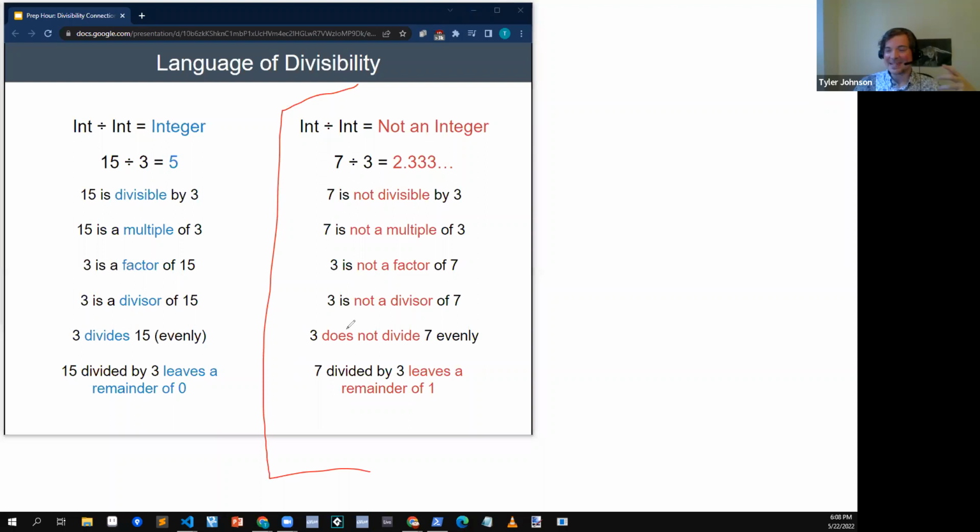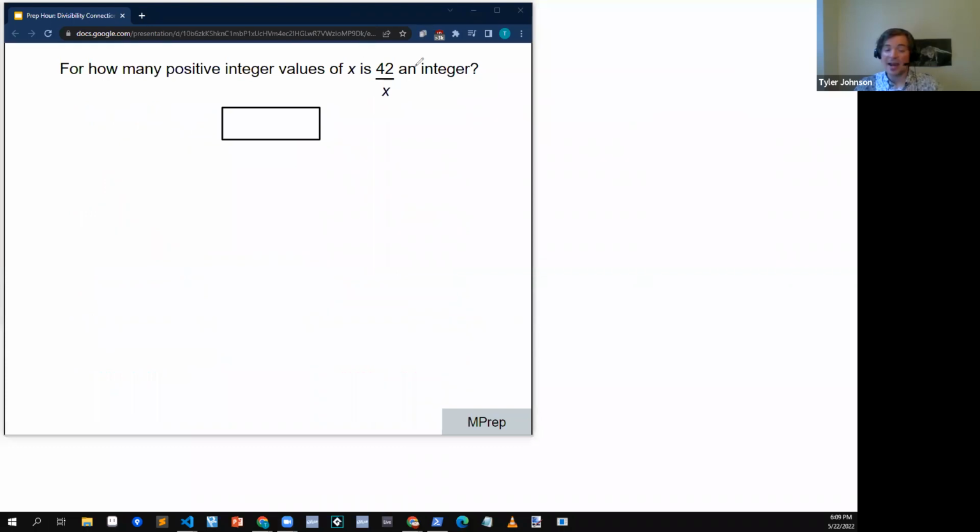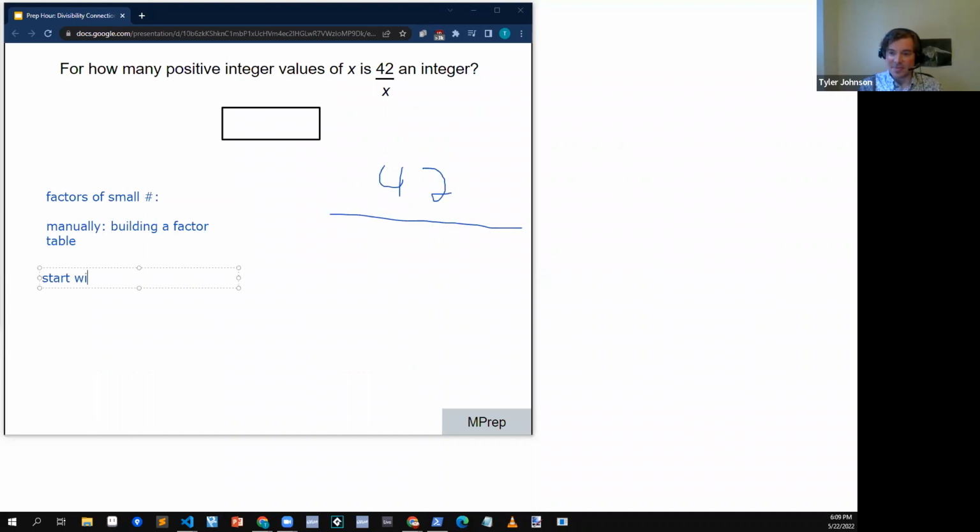By the way, the ones on the right are the ways to say the opposite, that something is not a factor. So if I go back to the original problem here, this is essentially asking me how many factors does 42 have? If I'm trying to find factors of a small number, I can do that manually by building a factor table. So basically, I'm just going to draw out this number 42, put a line under it, and then start with 1 and the number itself, because those are always going to be factors of any number. So 1 and 42.